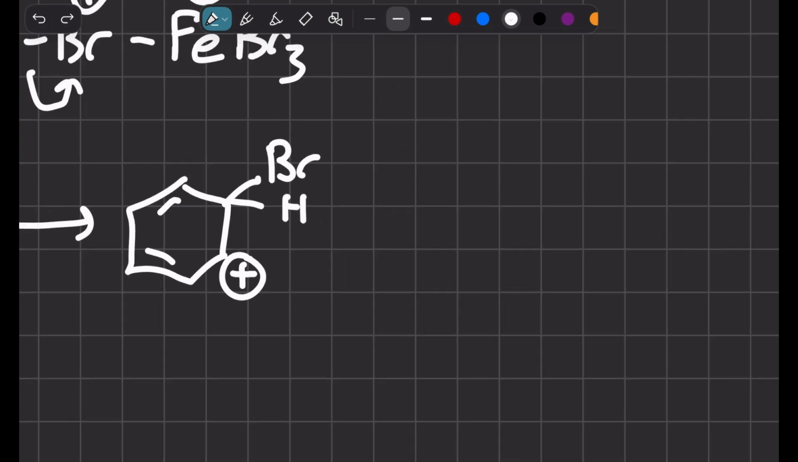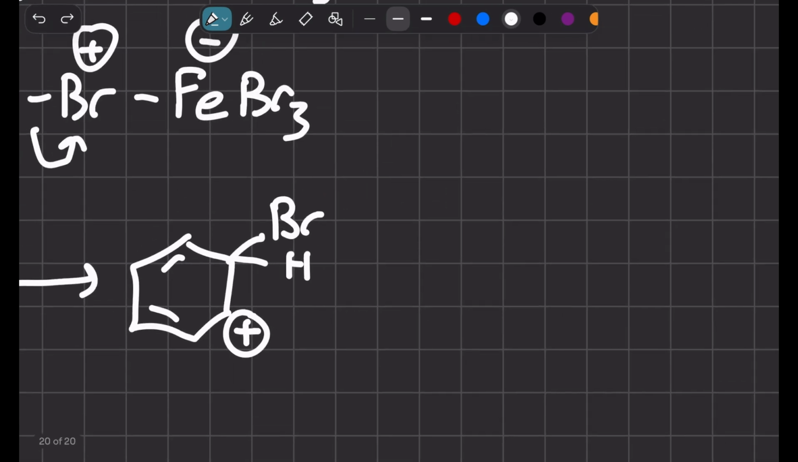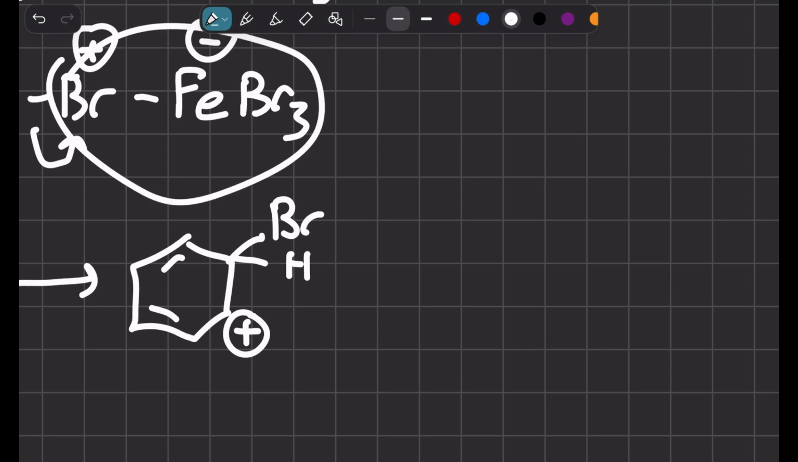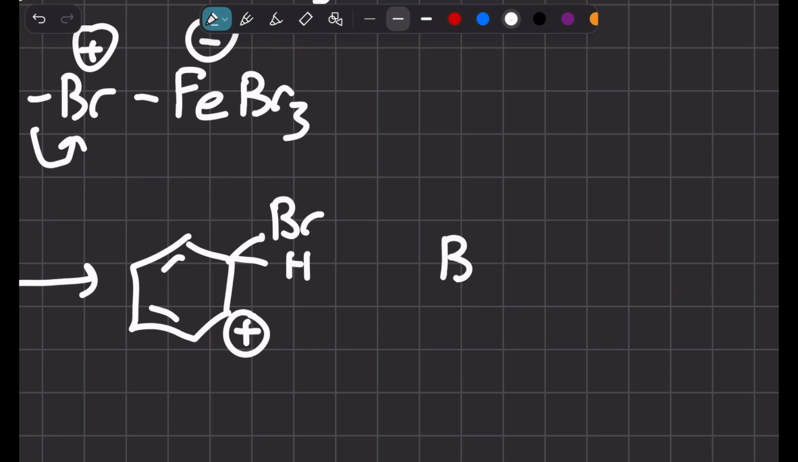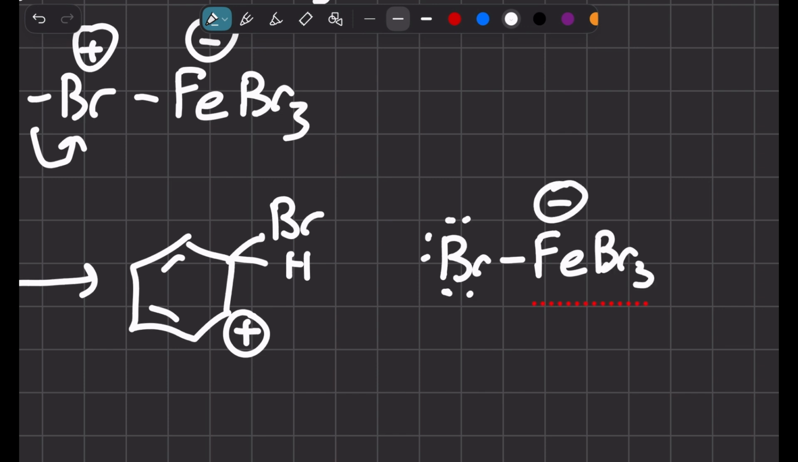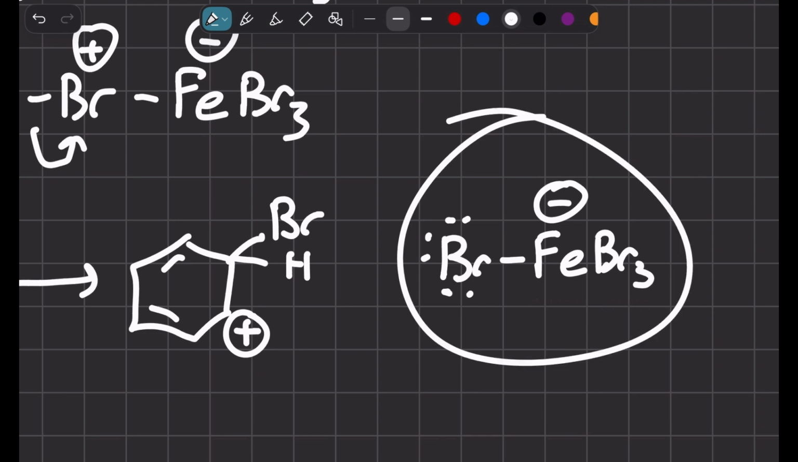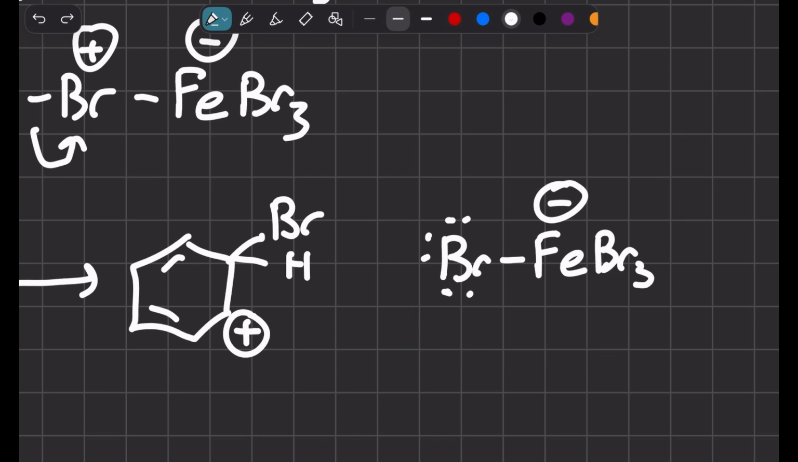So once we have that, we should draw the FeBr4 that we also created up here. That's just going to look like this. The iron still has a negative charge, and this is important because it's going to act as our base that abstracts the hydrogen, regenerating our double bond. So the bromine and iron have a single bond, or a sigma bond, right here, and that's going to come and attack this hydrogen.